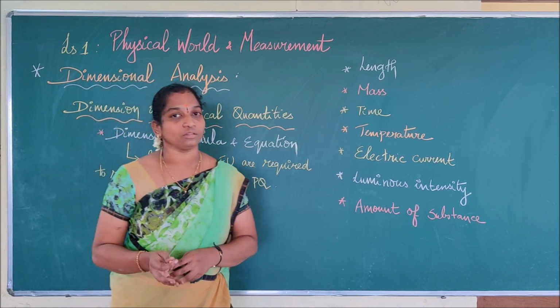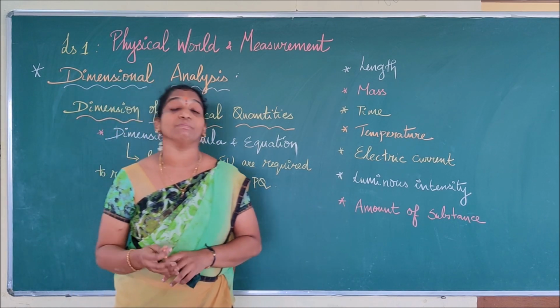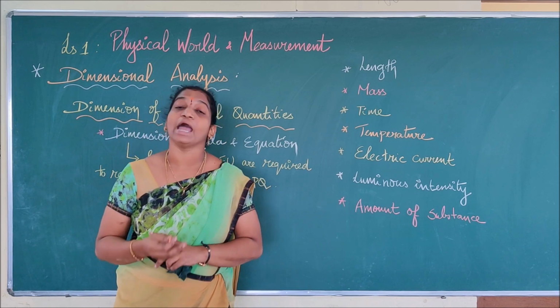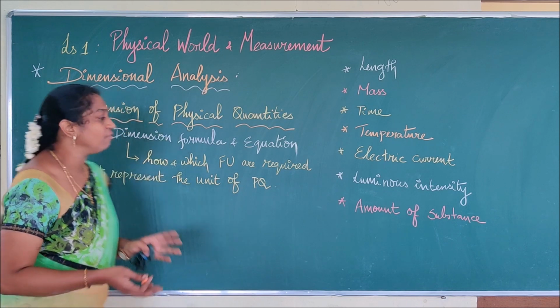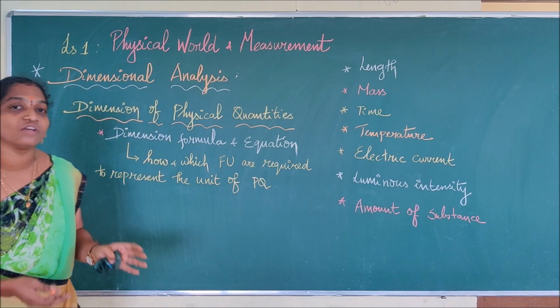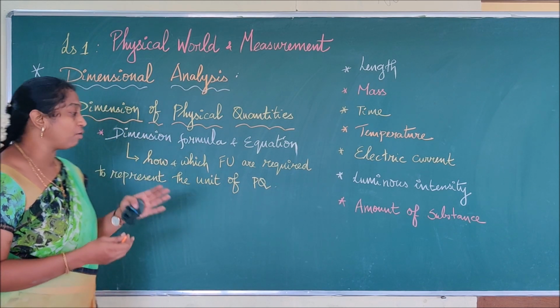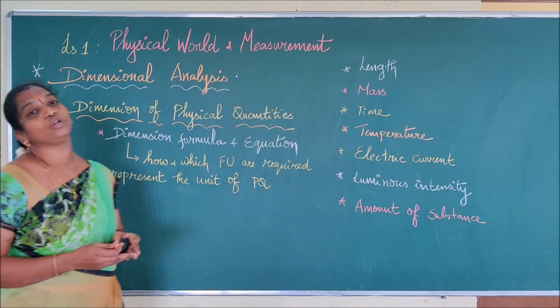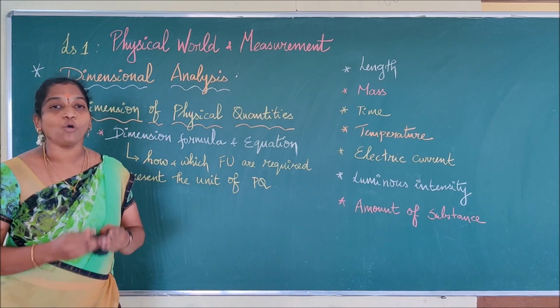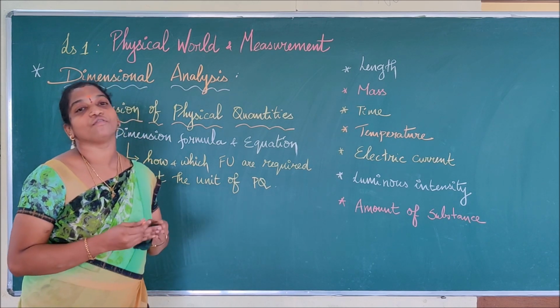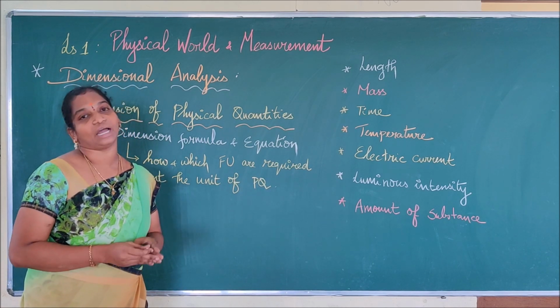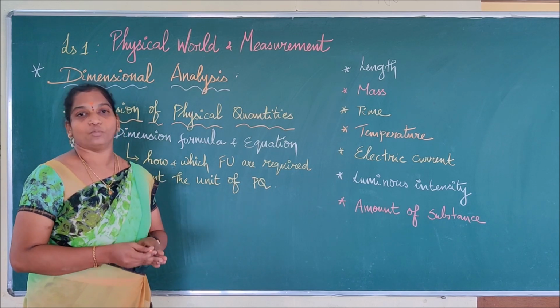Before going to that we have to know what is meant by dimensional formula and dimensional equation. So what is a dimensional formula? It is nothing but how and which fundamental units are used to represent the unit of a physical quantity. How we represent all the fundamental units in terms of a physical quantity, we call that a dimensional formula.